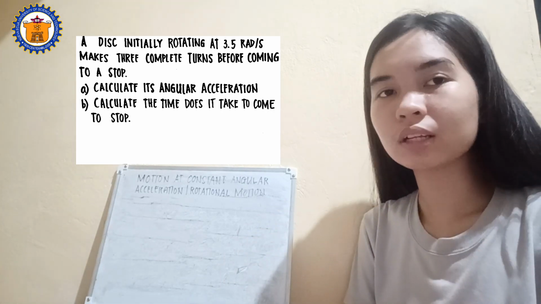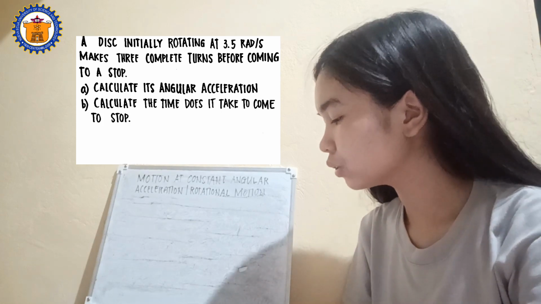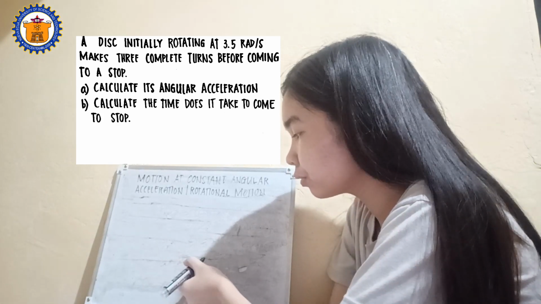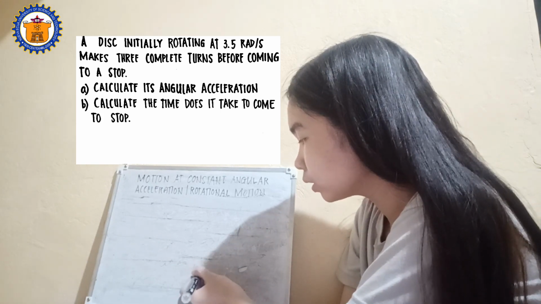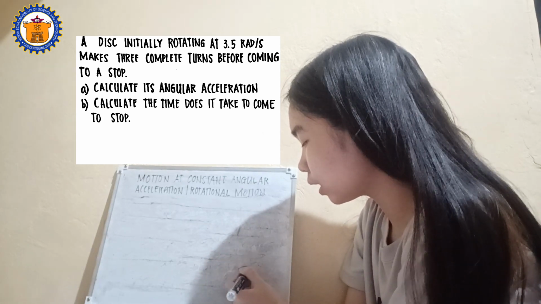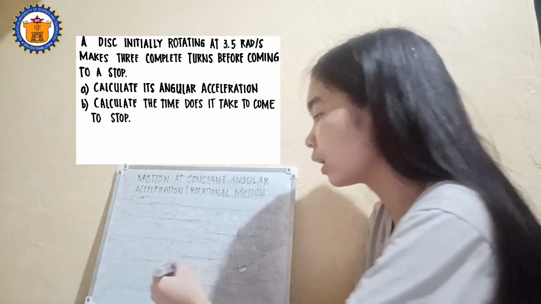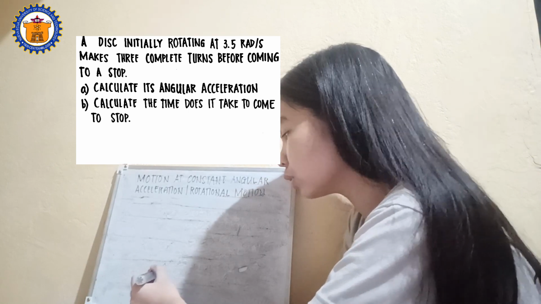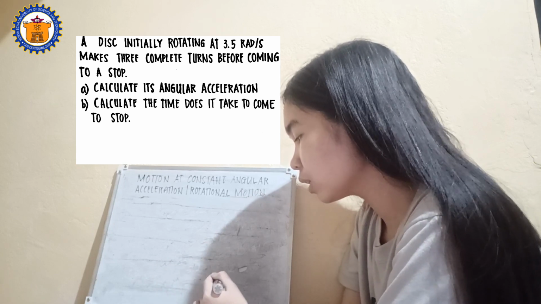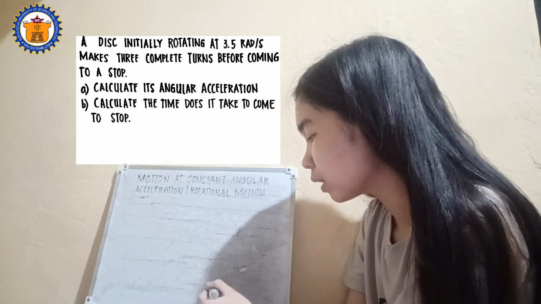So we can proceed to the letter A question, which is finding the angular acceleration. The equation we will use is final angular velocity squared equals initial angular velocity squared plus 2 times angular acceleration times angular position. Since we are looking for angular acceleration, it must be isolated. So angular acceleration equals final angular velocity squared minus initial angular velocity squared, over 2 times angular position.